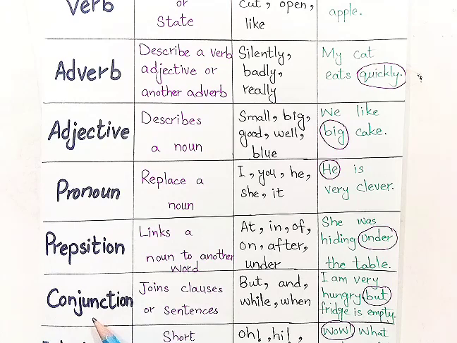Next one is conjunction. Function of conjunction is that conjunction joins clauses or sentences. Examples: but, and, while, when. Sentence we have: I am very hungry but the fridge is empty. The word but is an example of conjunction.